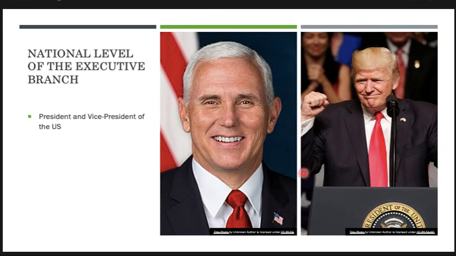Okay. Now, their job is to execute, carry out, enforce the law of the land. The laws that are made by Congress. Their job is to carry out those laws, to make sure that they are enforced. Because if you do not have law enforcement, are laws really that important?